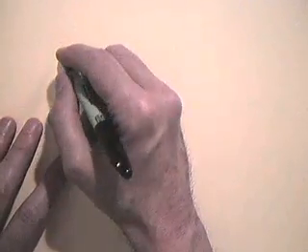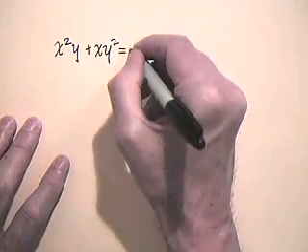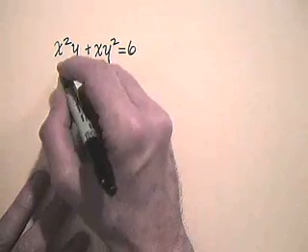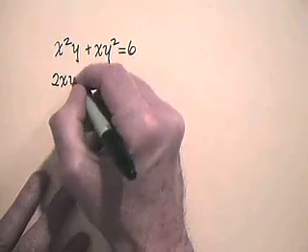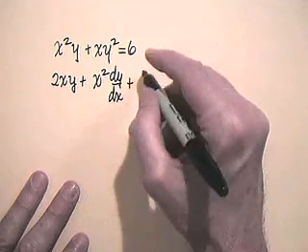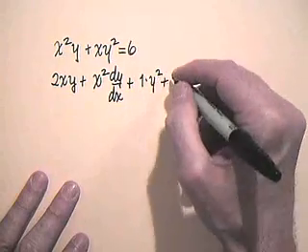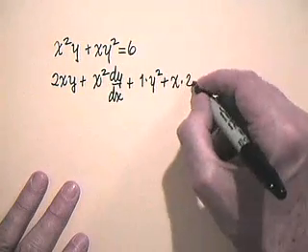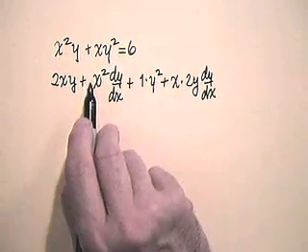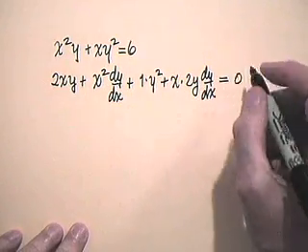Okay, so we start off with x squared y plus x y squared equals 6. And now we begin by differentiating both sides with respect to x. First term, 2xy plus x squared dy dx, plus derivative of the second term: derivative of x is 1 times y squared, plus x times 2y dy dx. The derivative of y squared with respect to x is, by the chain rule, 2y dy dx. That's all equal to 0.